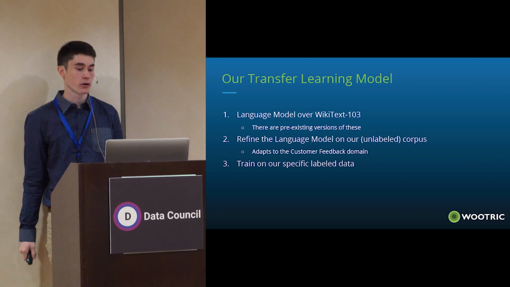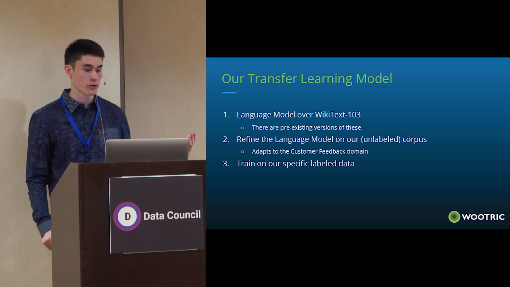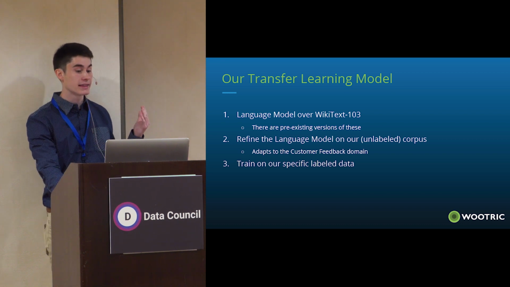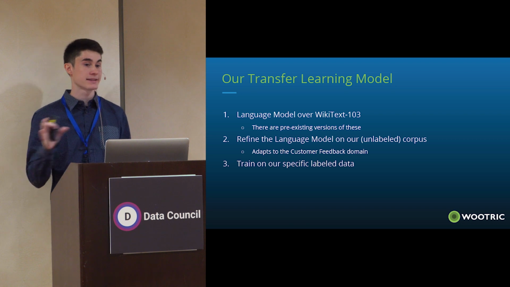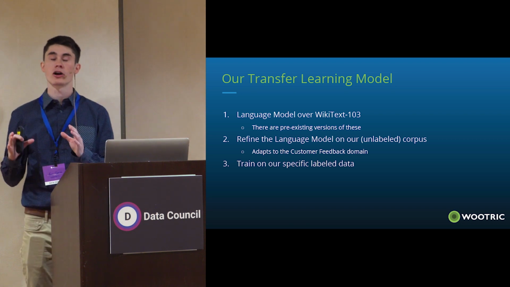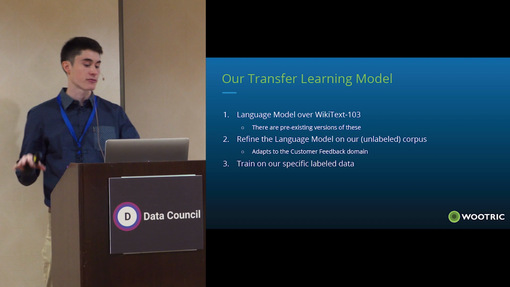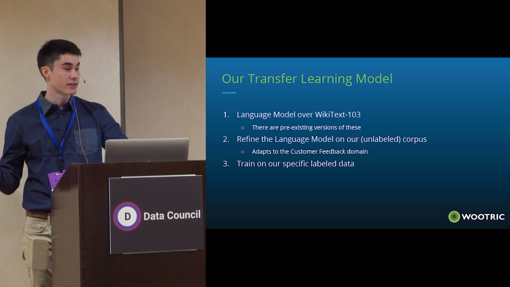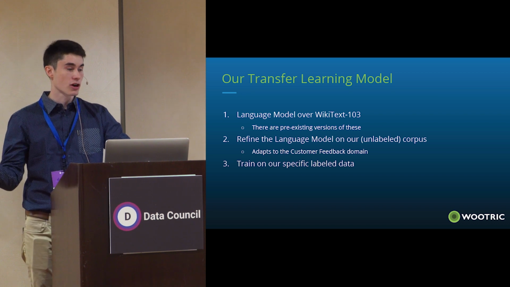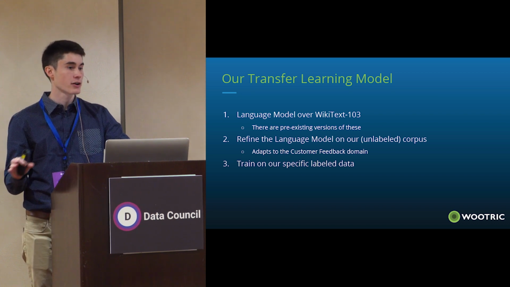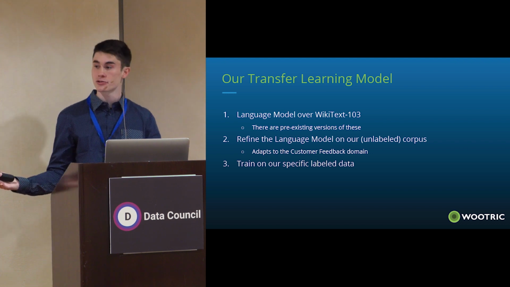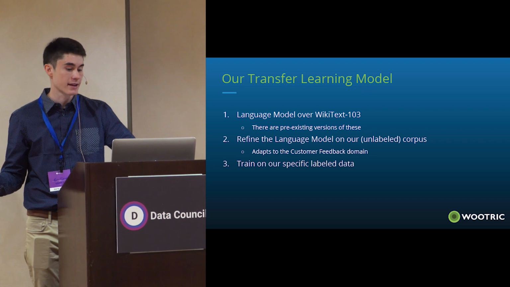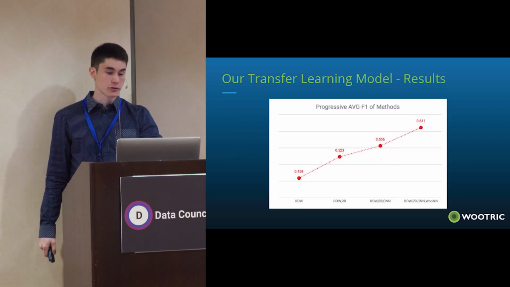So our transfer learning model was also modeled over Wikitext-103. Like I said, there's pre-existing versions of these. We trained our own. And then what we did after that was we refined that language model across a domain or a corpus of our customer feedback in order to tailor it to our domain. And then we, at the end, took off the decoder and put on our own classifier and trained it for each of our industries over that smaller task-specific training set. And here are the results from that.